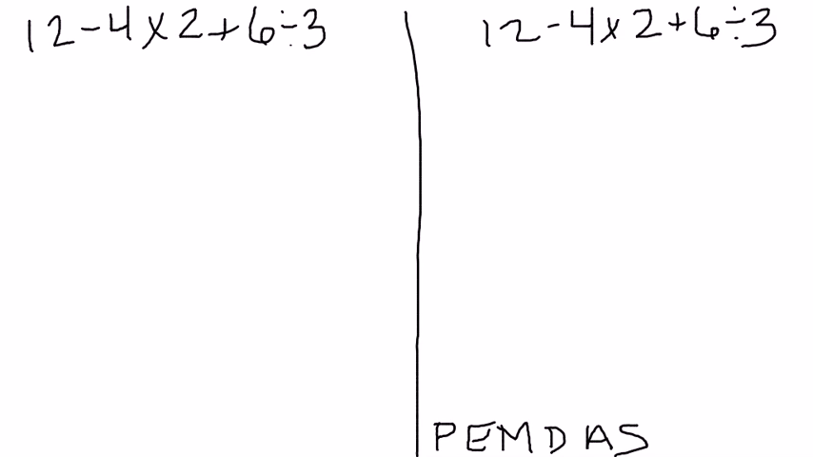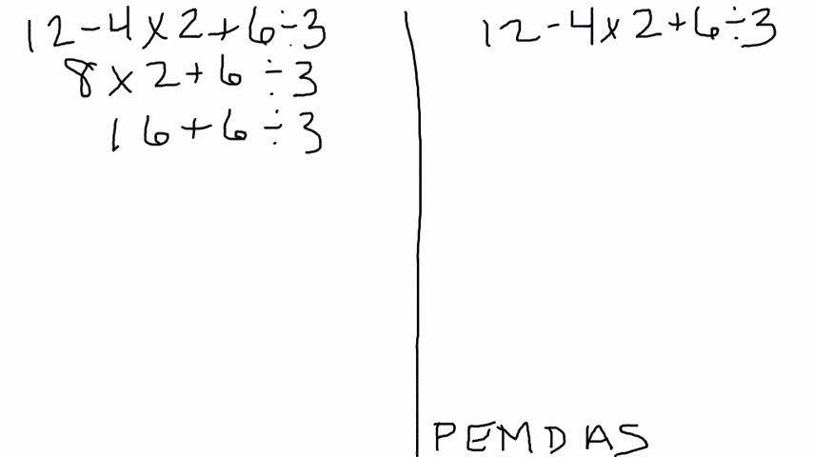So in this first problem over here, we're just going to solve from left to right and see what happens. So we have 12 take away 4 is 8. Then we rewrite everything else. That will really help us keep on track to make sure that we get everything in the right order and we don't miss any numbers. So 8 times 2 is 16. And we go ahead and rewrite the other numbers, bring them down. 16 plus 6 is 22, divided by 3, and that's going to give us 7.3.